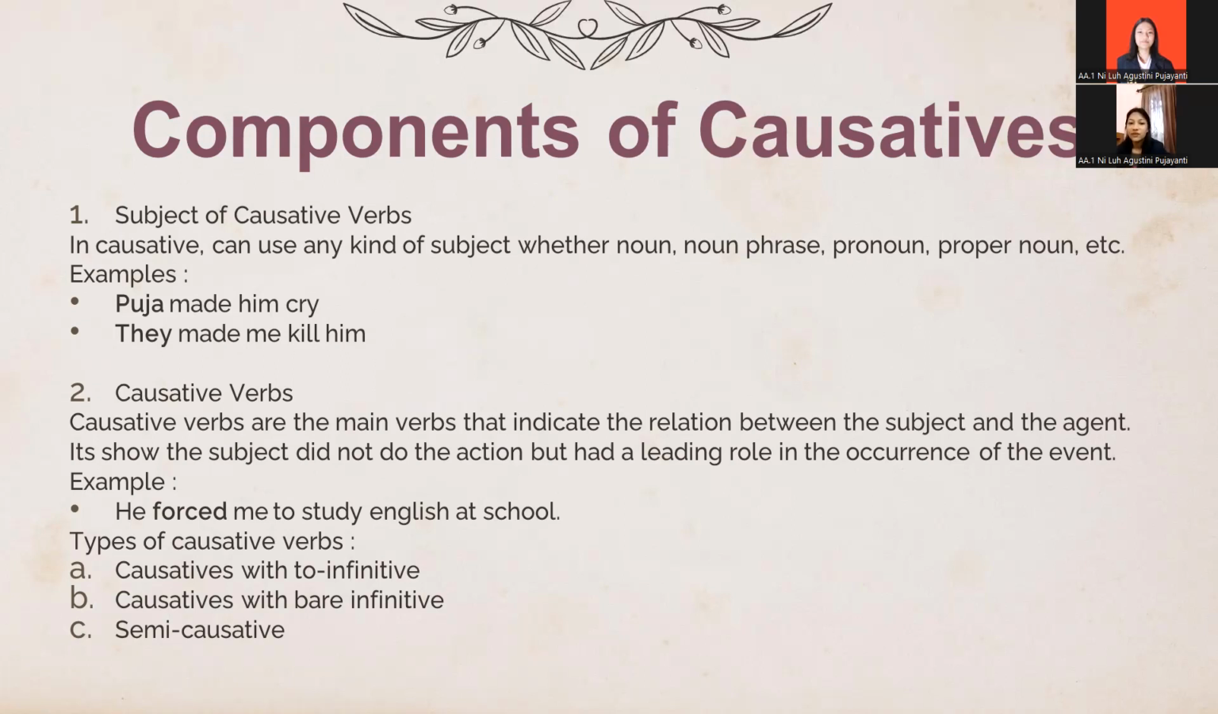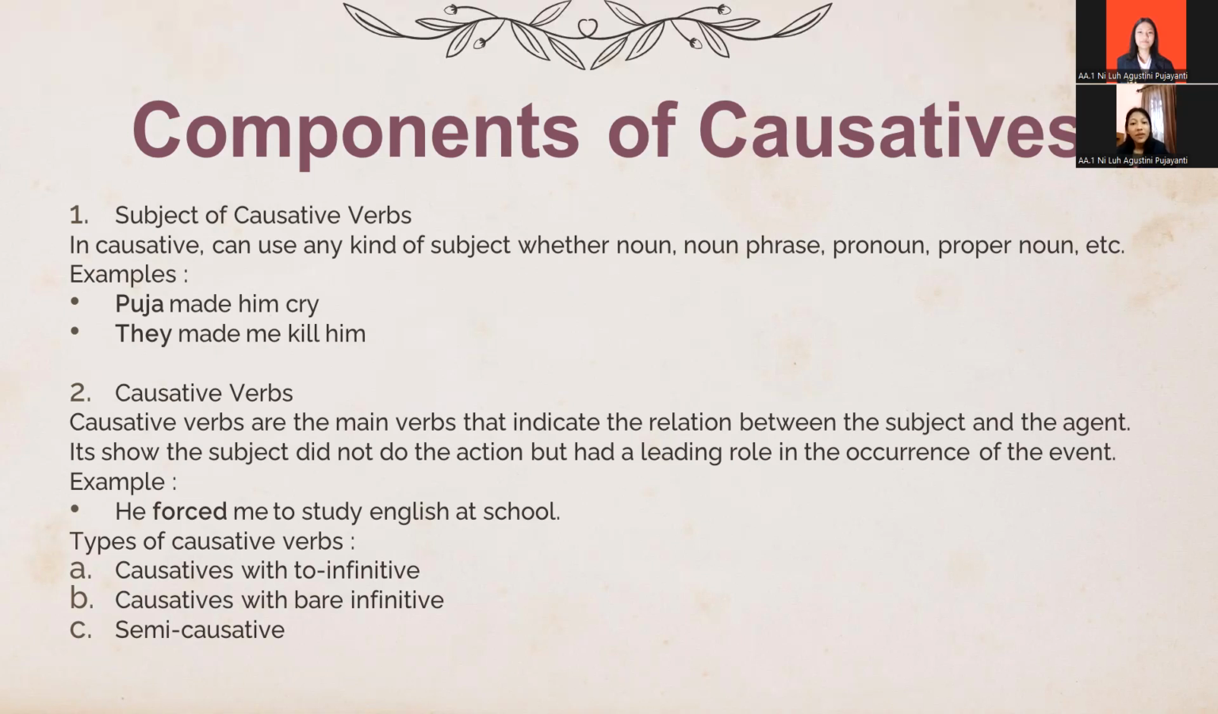Next, causative verbs. Causative verbs are the main verbs that indicate the relation between the subject and the agent. Causative verbs show the subject didn't do the action but had a leading role in the occurrence of the event. So, for example, he forced me to study English at school. In the sentence, the causative verb is force.